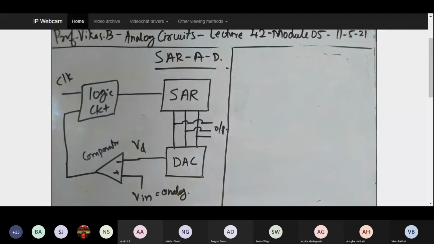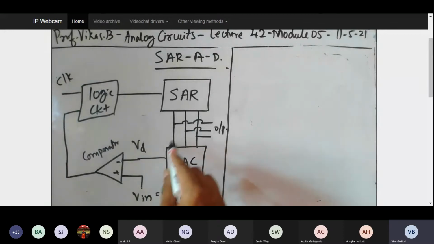Now here this is a comparator, and it compares the values between VD and VIN. Now why this DAC is required, I'll just tell you. When I'm going to use the comparator, I'll be using 2 voltages to compare, and I cannot compare one voltage in analog form and another voltage in digital form.